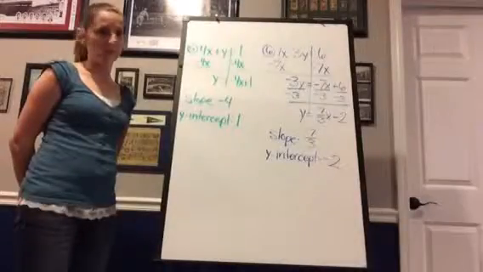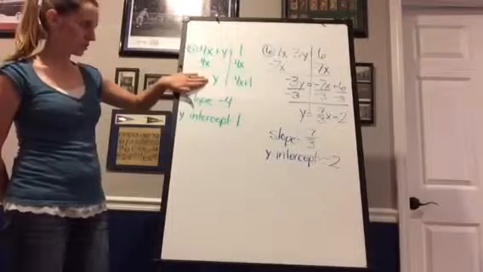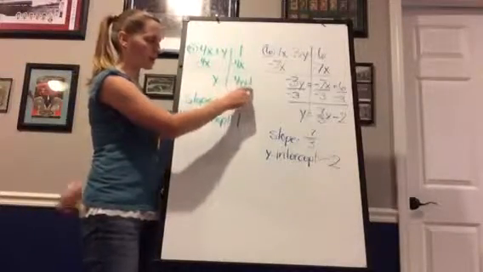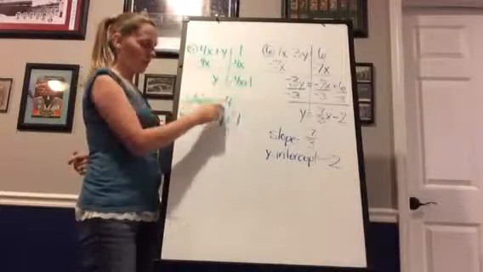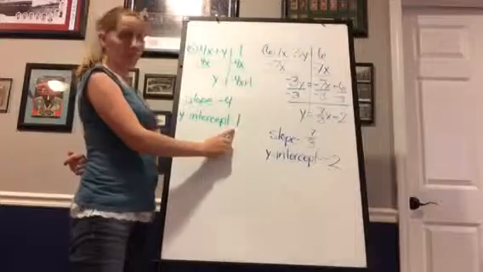For problems 5 and 6, your answers are up here. For number 5, you needed to solve for y. You should have gotten y equals negative 4x plus 1. The slope is the negative 4 right in front of the x, and the y-intercept is positive 1.